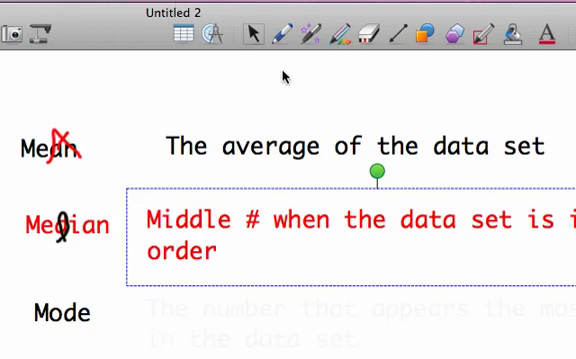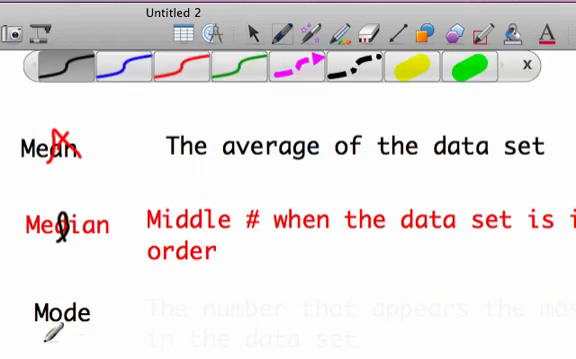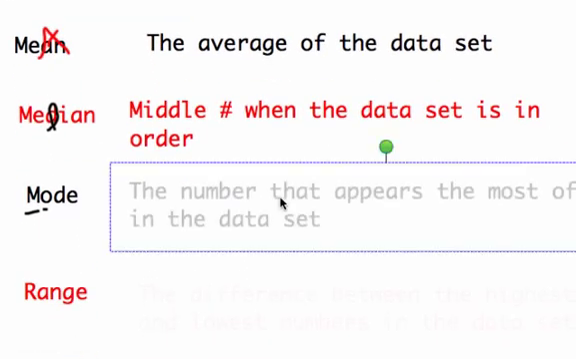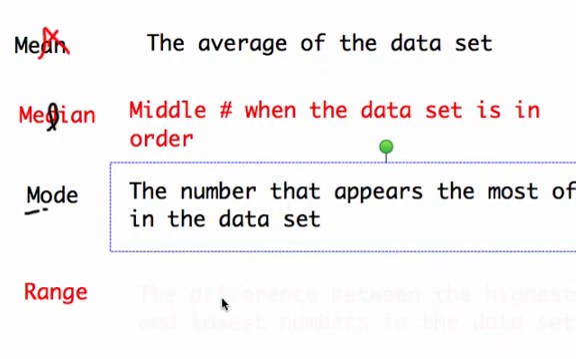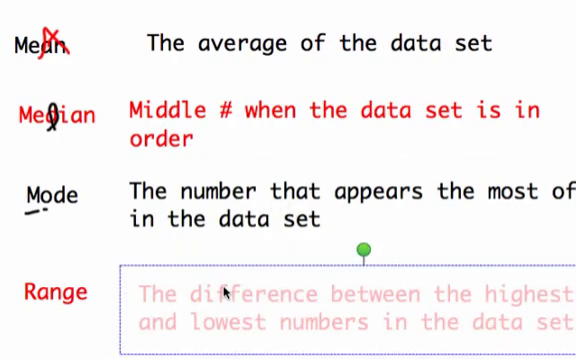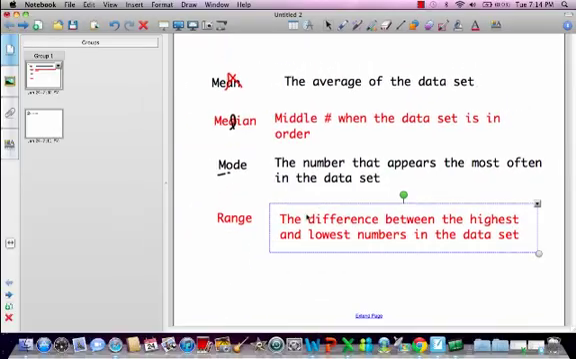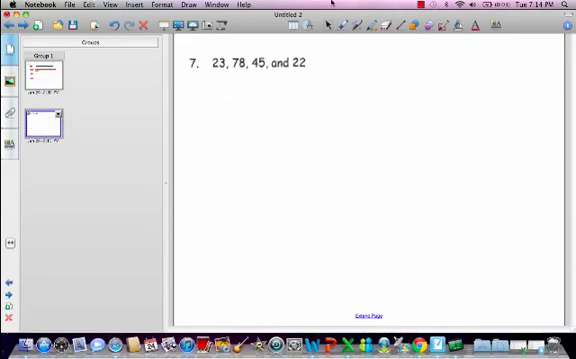The mode, again, looking at the letters here, M and O stand for most often. So this would be the number that appears the most often in the data set. And then the last thing is the range. That's the difference between the highest and lowest numbers in the data set. Alright, so those are all important words to know because we're going to have to find all those right here. So the mean, median, mode, and range.